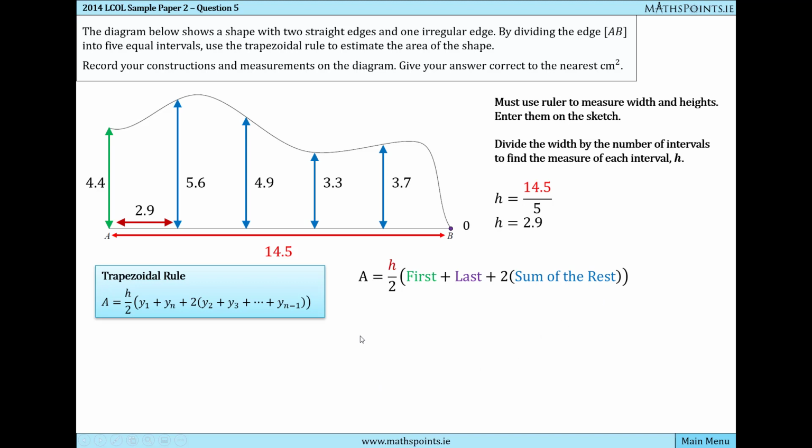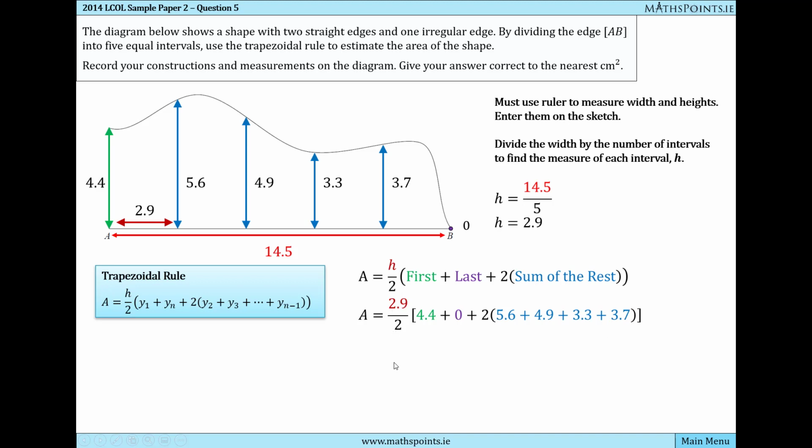So if we take our measurements and substitute them into the formula, we have that the area is equal to the interval 2.9 divided by 2 on the first height 4.4 plus the last height 0 plus 2 times the sum of the rest of the heights, 5.6 plus 4.9 plus 3.3 plus 3.7.